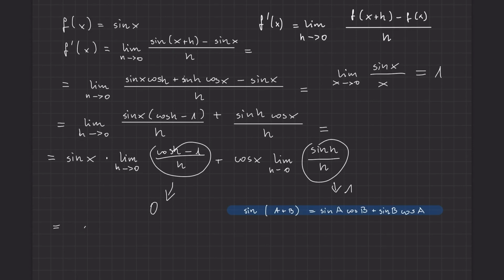So we will have sine x multiplied by 0, so we don't have sine x, plus cosine x multiplied by 1. So the final answer is just cosine x. And we know that also from the table with formulas, so we can easily check if this is the right answer.